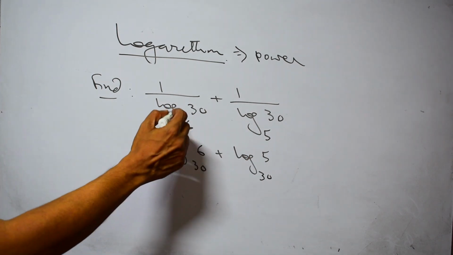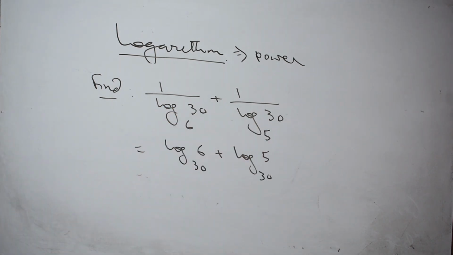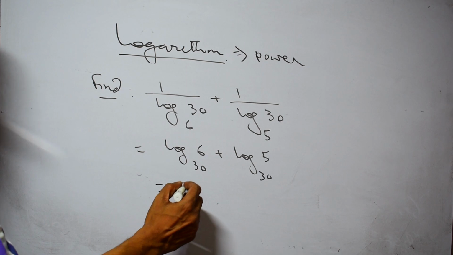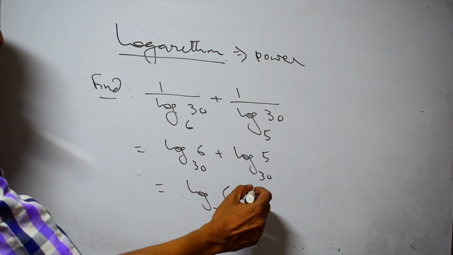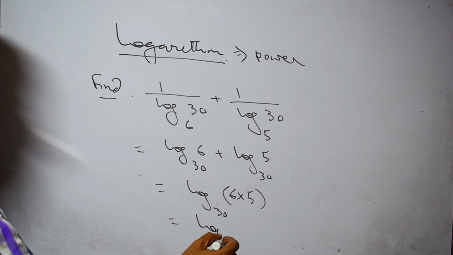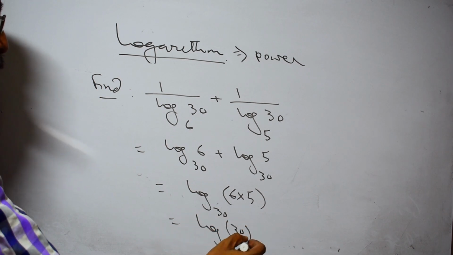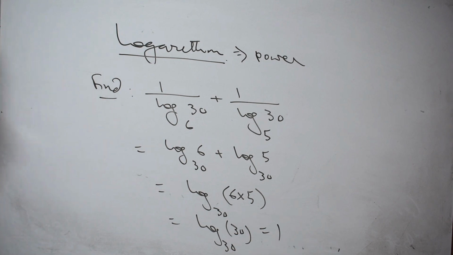Now the base is the same. In the earlier case the base was not the same, we could not do anything. Now the base is the same, so we can take 30 as base, 6 into 5, and 6 into 5 is 30, so our final answer will be log 30 to the base 30, and it is 1. So it is a concept of change of base.